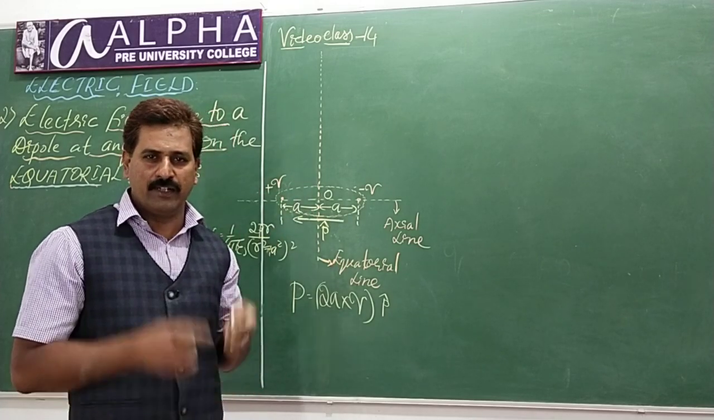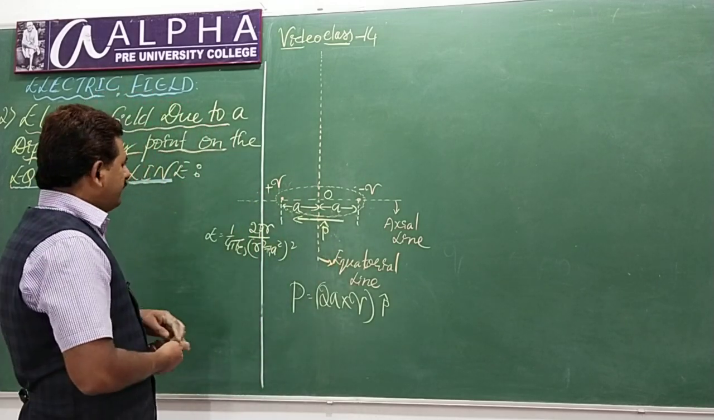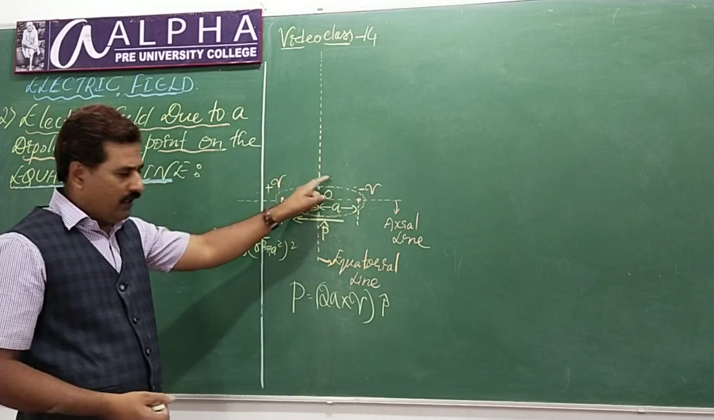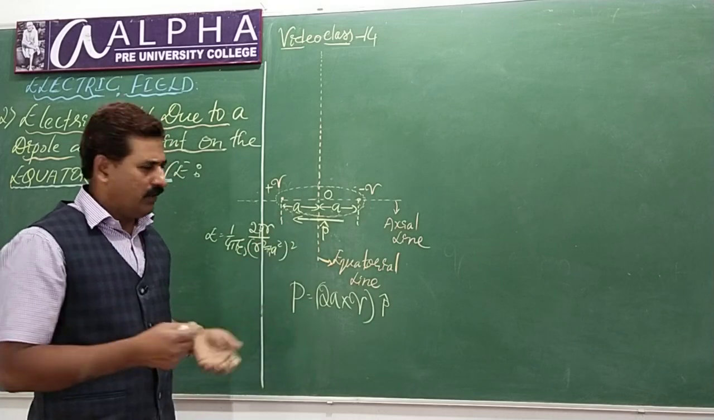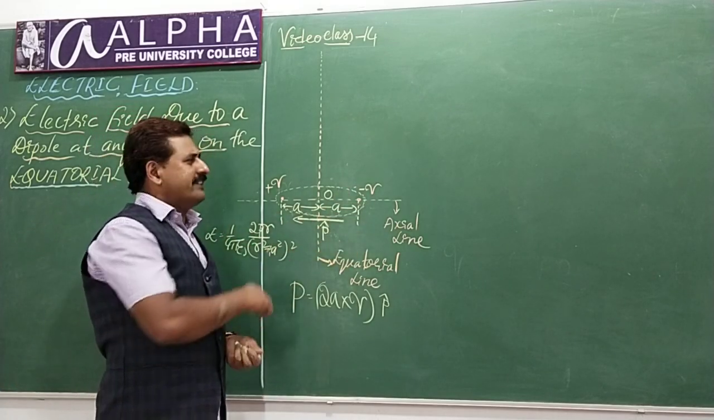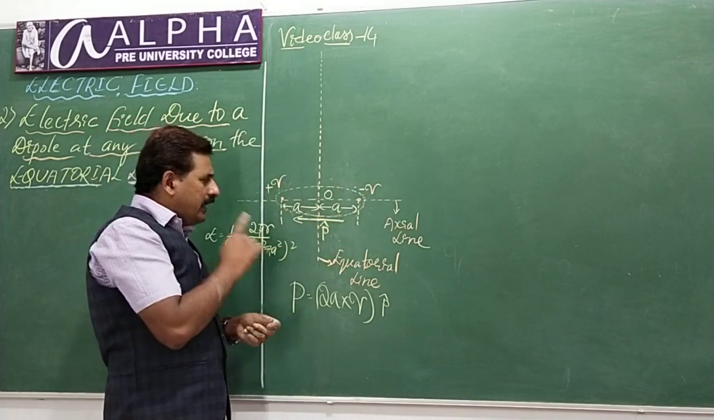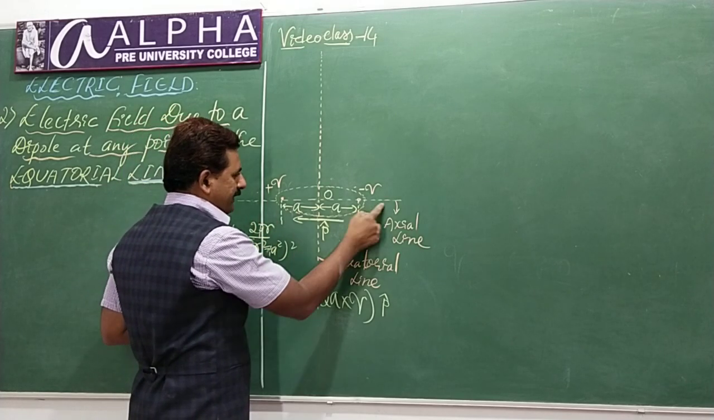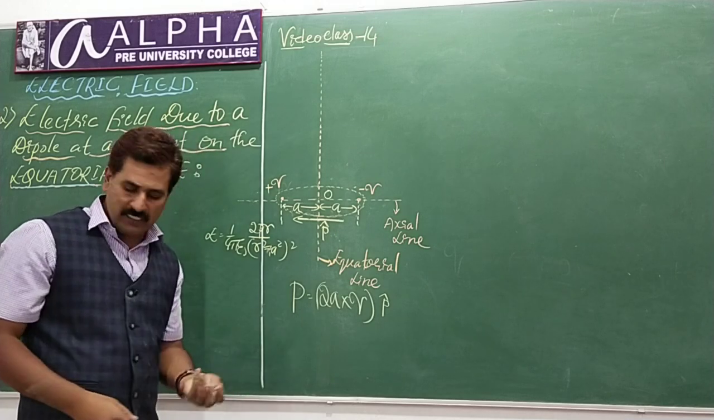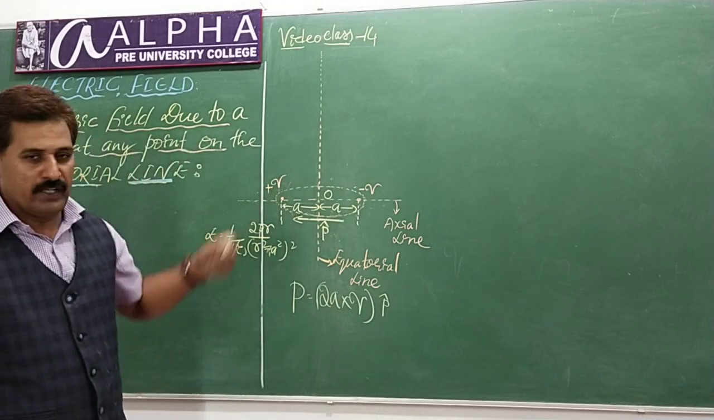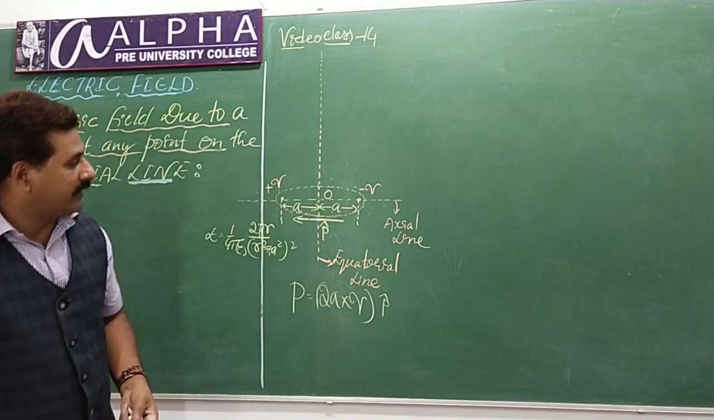It's very, very important. That's why now we are learning the value and direction of the field on the axial line and on the equatorial line. Only these two? No, all around there will be a field, and there is a general expression for that. But we need the electric field on the axial line and equatorial line for our next discussions. That's why we restrict ourselves only to these two lines. Now let's come to our discussion.